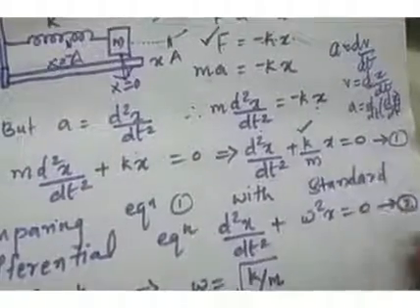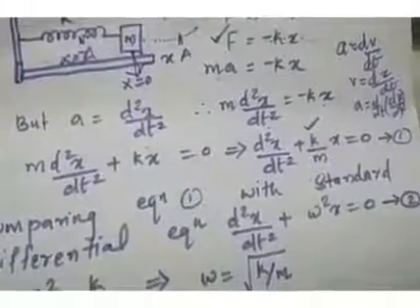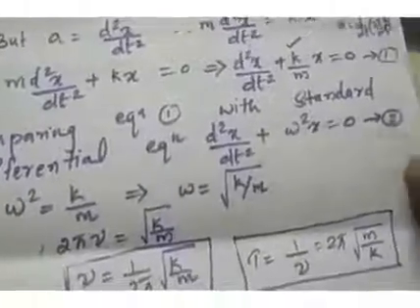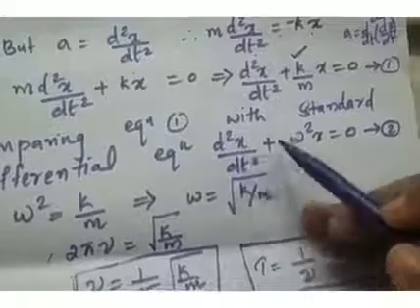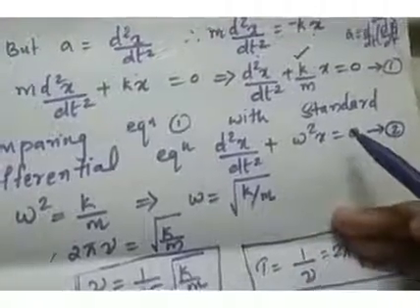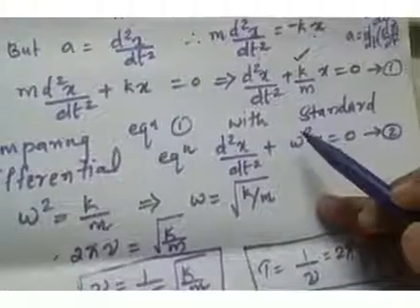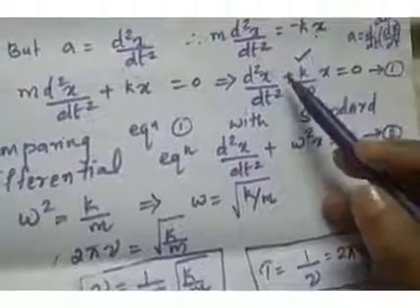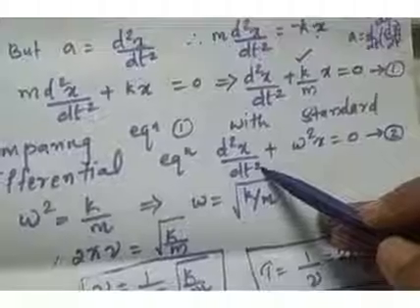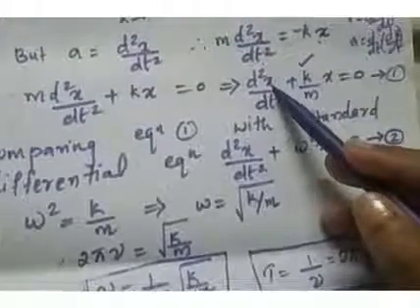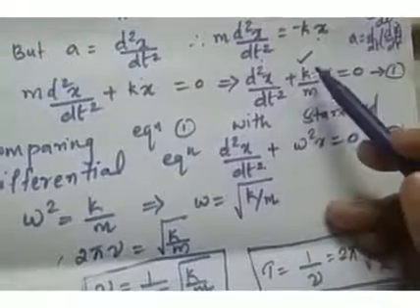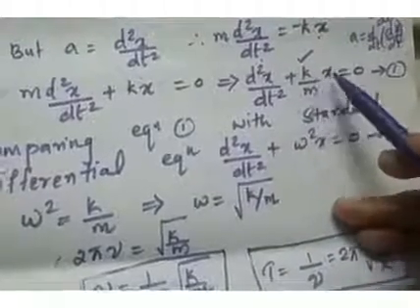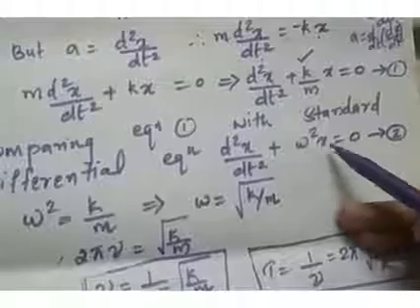Now compare this equation with the standard differential equation. What is the standard differential equation for SHM? d square x by dt square plus omega square x equal to 0. This is the standard differential equation, so just compare equation 1 with it. What is the first term? d square x by dt square. Here also it is d square x by dt square. Second term, here it is k by m into x. Here it is omega square x.